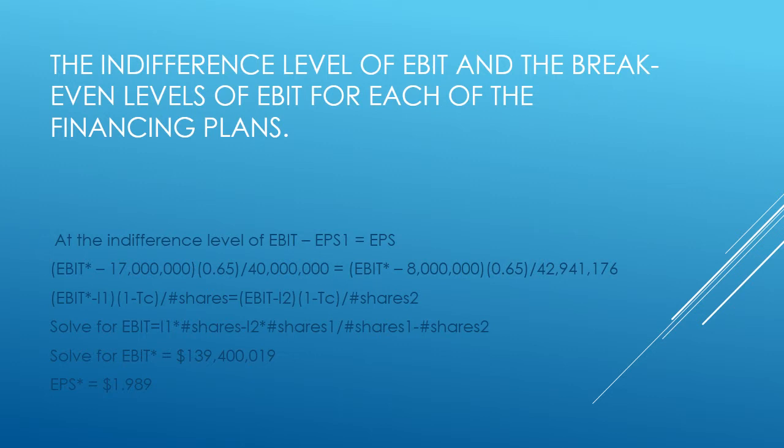So in conclusion, you choose equity financing when the expected level of EBIT is less than 139.4 million, as this plan earns higher EPS, and debt financing when the expected level exceeds the indifference level.